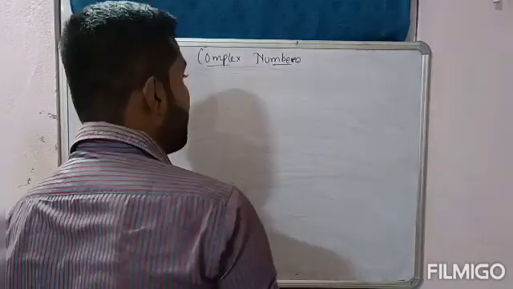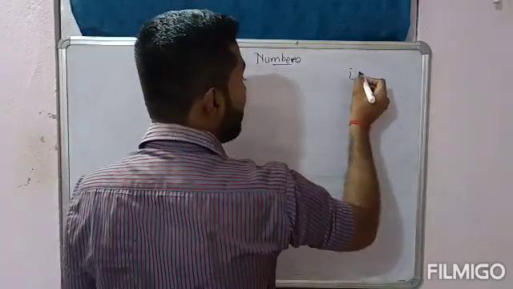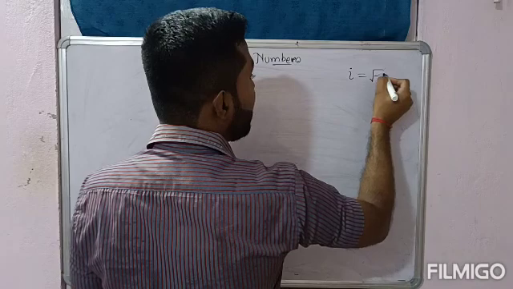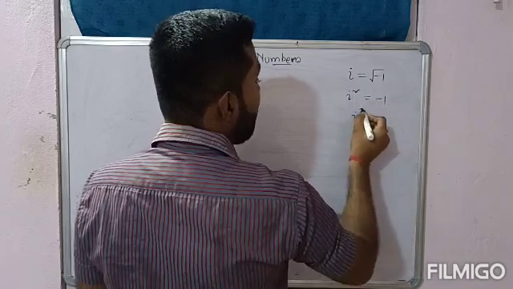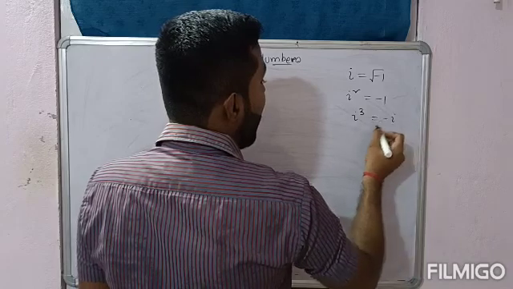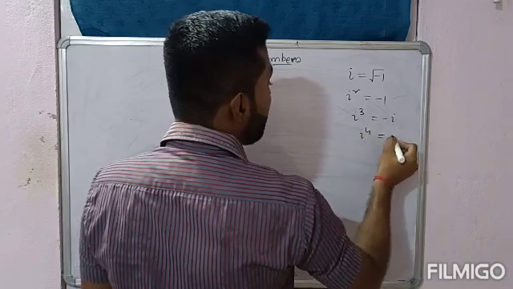So first I will do one thing here. I'm writing all the values. The value of i is √-1. The value of i square is -1. The value of i cube is -i and the value of i to the power 4 is equal to 1.